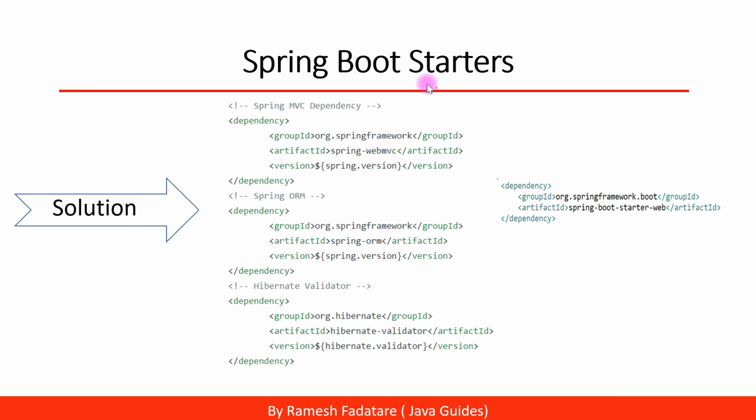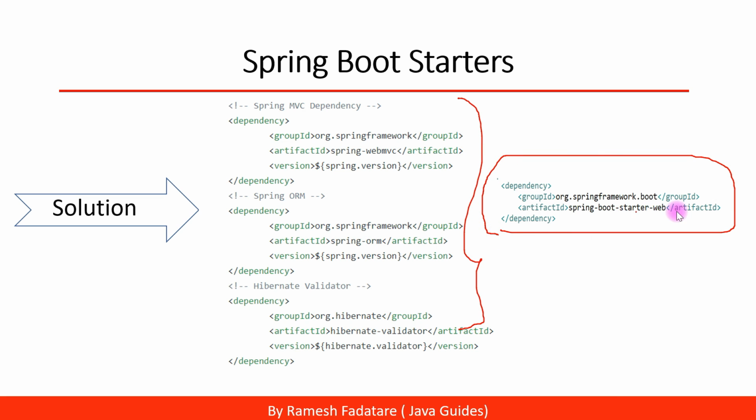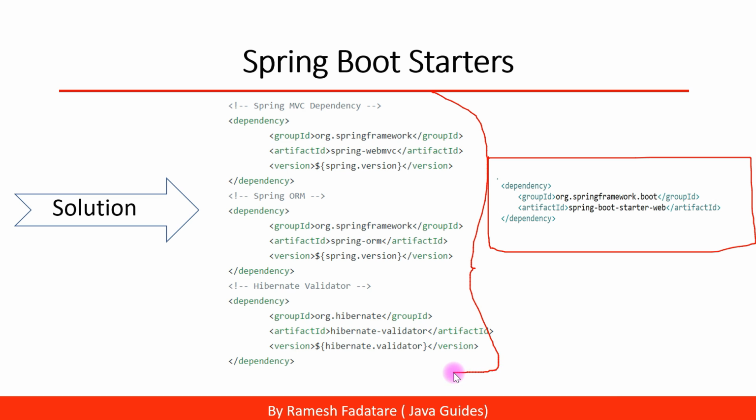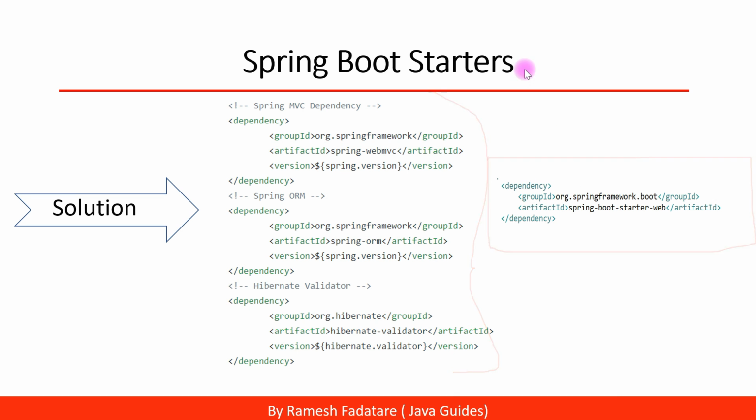Spring Boot starters are a set of convenient dependencies that we can include in our application. For example, this is the Spring Boot starter web dependency. Whenever we want to develop a Spring MVC application or a Spring REST API application, we need to add only this dependency. We don't have to add all these dependencies. This is the problem that Spring Boot starter solves.